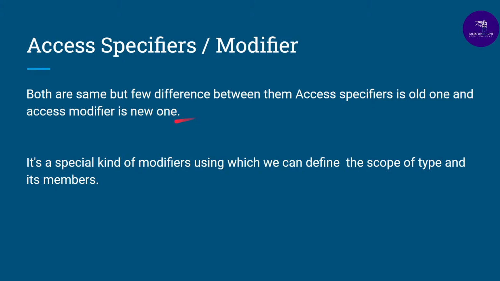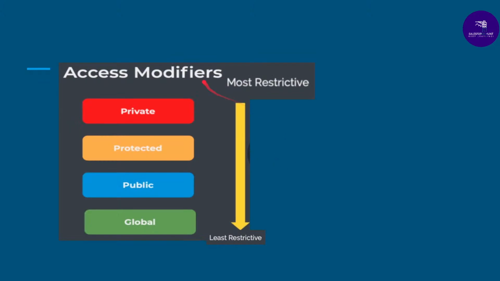Always remember, it's a special kind of modifier by using which we can define the scope of the type and its members. Always remember. Okay, it's a special kind of modifier with which we can define the scope of the type and its members. Here you can see, right? So how to do that? Here you can see the access modifier.